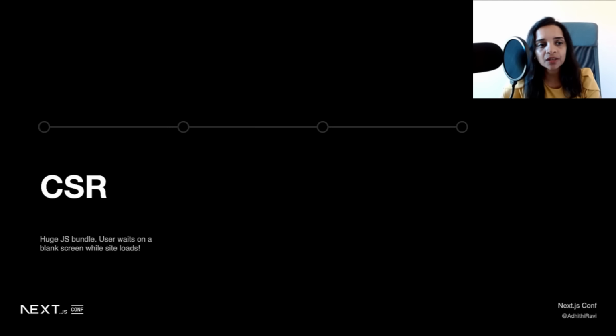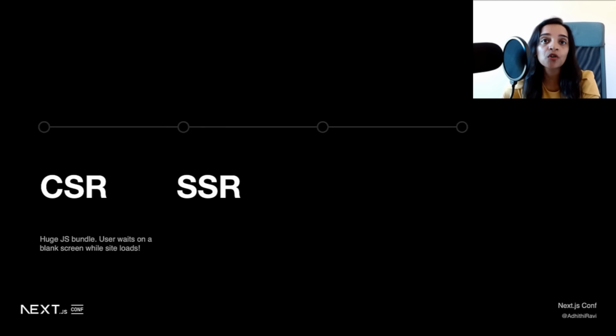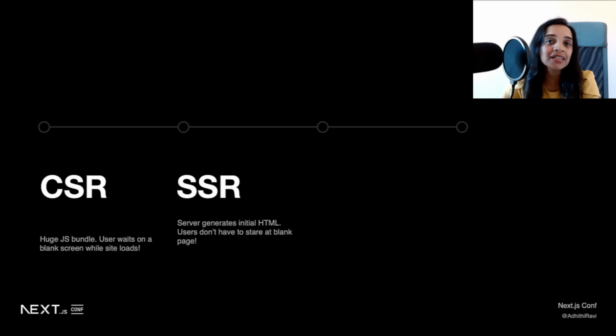To solve this problem, the concept of server-side rendering came into place. With server-side rendering, the HTML is generated on each request to a page. The server generates the initial HTML, and now the user doesn't have to stare at the blank white screen. Server-side rendering focuses specifically on the initial page load and sending the preloaded HTML to the client, which then gets hydrated and downloaded before it behaves just like a typical React application. Remember that server-side rendering only occurs when you directly navigate to a page.